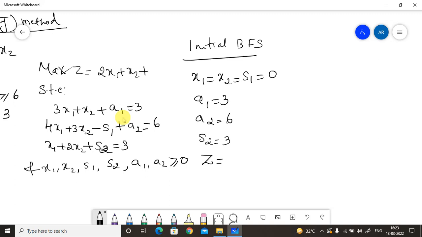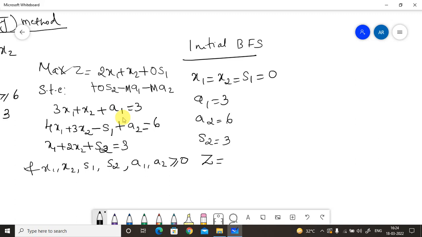See, as I told you already, 2x1 plus x2. We have one slack variable, so I will rewrite this as 0 s1. And we have one surplus variable also. s1 is the slack and s2 is the surplus, so I write 0 s2. Then I have two artificial variables a1 and a2. Since the problem is of maximization type, I will write it as minus m into a1, and for the second artificial variable minus m into a2.